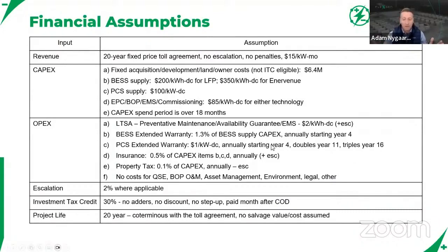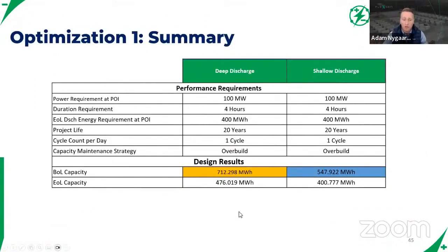So now let's take a look at the financial comparisons between the two. Adam, sorry to cut you. Yeah, there's just a question.